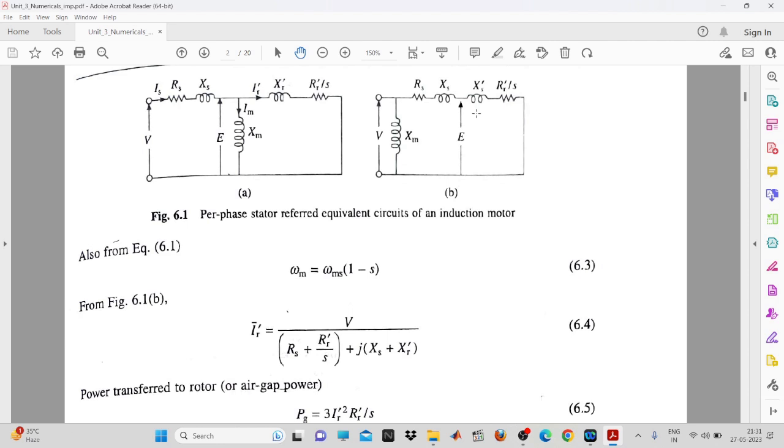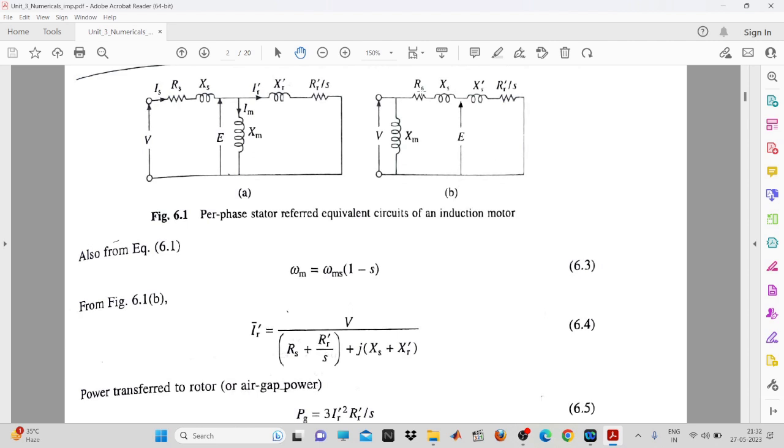Now this equivalent circuit is for per phase only. I'm not taking a three-phase part. Initially I assumed that these three phases of the induction motor are balanced. If you are taking that balanced one, then you will have to draw three equivalent circuits, that is for R phase, for Y phase, and for the B phase. So IR dash will be equal to, if you just do the simple Ohm's law, you can say.